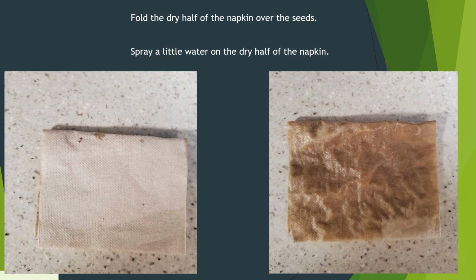Fold the dry half of the napkin over the seeds. Then I want you to spray a little water on the dry half of the napkin. Now, if you don't have a water bottle to spray with, you could put some water in a cup and dip just the tips of your fingers in and kind of splash with your fingers onto the napkin and the seeds.